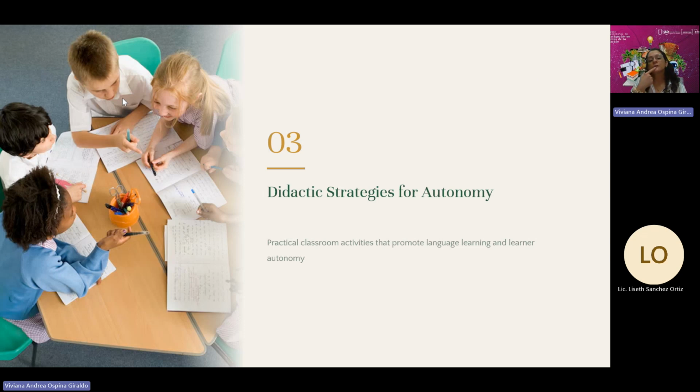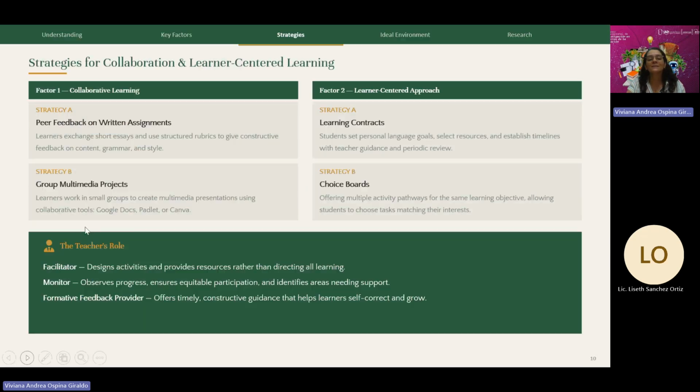So when we talk about this third point, I wanted to talk about didactic strategies for autonomy. So these didactic strategies take us to the practical side of the thing. When we think of different strategies, if we talk about collaborative learning, maybe we can think of peer feedback, and we can talk about group multimedia projects.